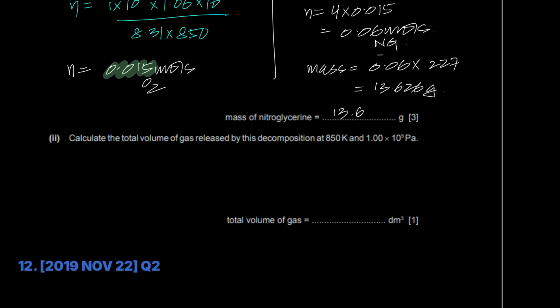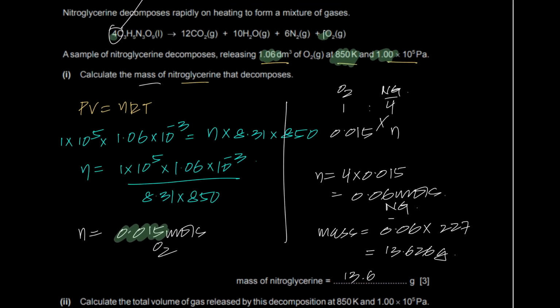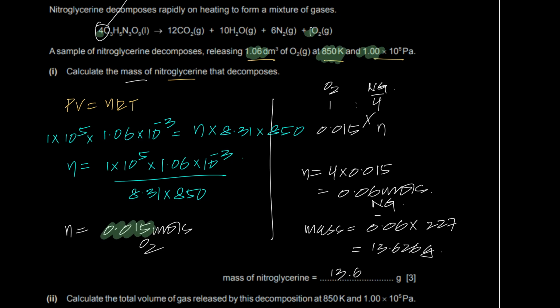Done. Calculate the total volume of gas released by this decomposition at 850 Kelvin and 1 into 10 to the power 5 pascals. Let's do this. What's the total volume of gas released by this decomposition? Please, it's so simple. A lot of students mistake certain ideas. The gas that has been released for oxygen is 1.06 dm cubed, but that's just for oxygen. There are other gases as well. You have carbon dioxide gas, H2O gas, nitrogen gas, and oxygen gas.